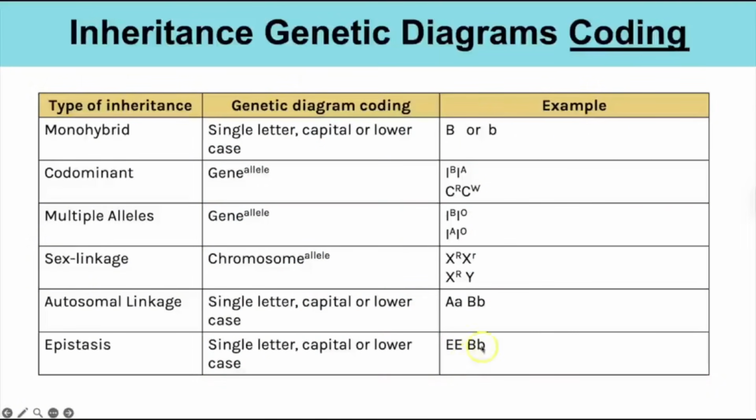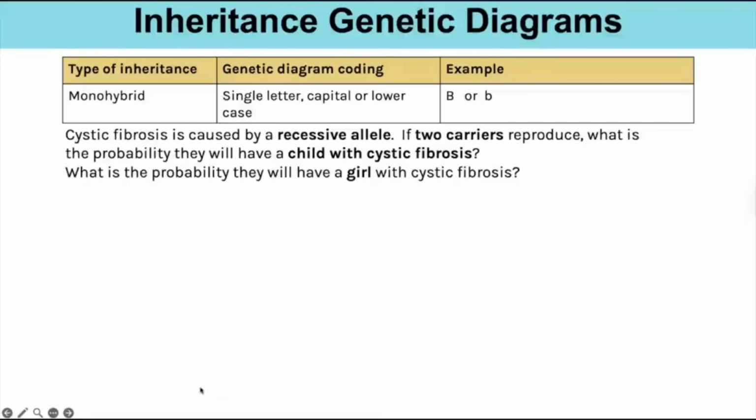So we've got 2 different letters representing those 2 different genes, and then dominant and recessive is shown by capital or non-capital letter. So let's have a look at some examples, starting with monohybrid inheritance.